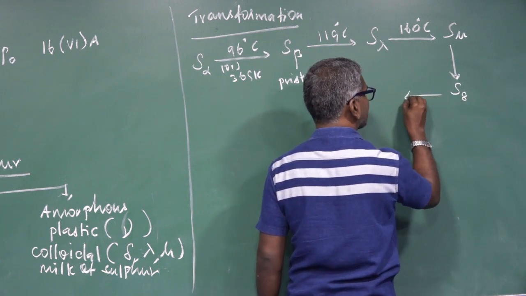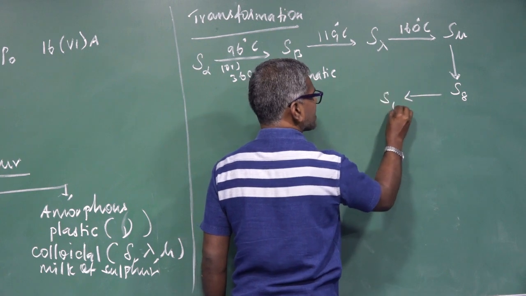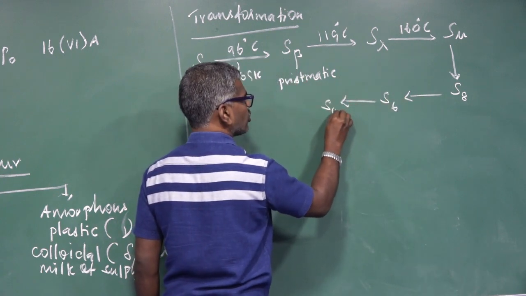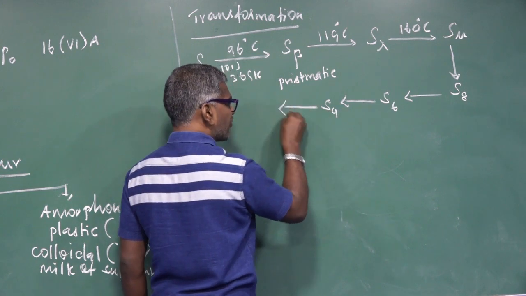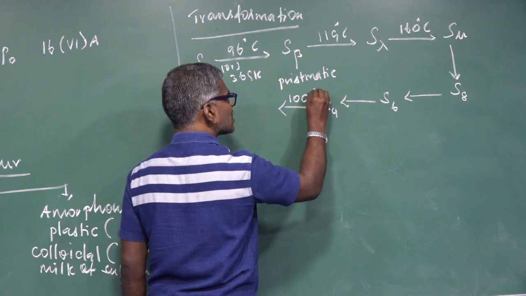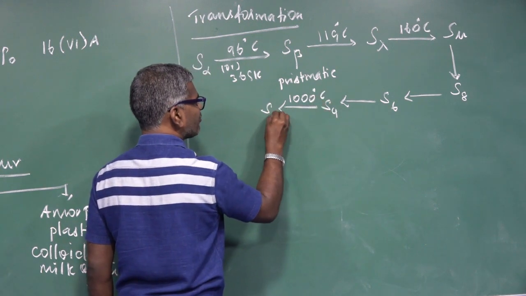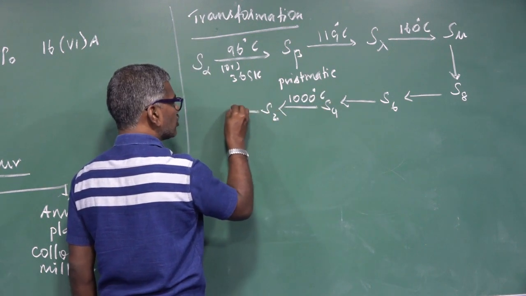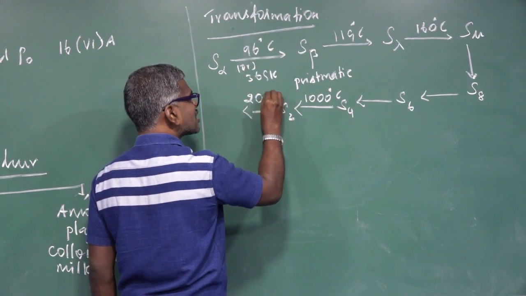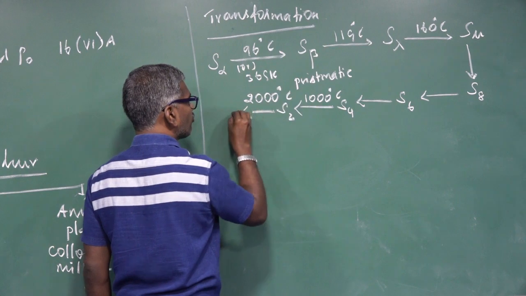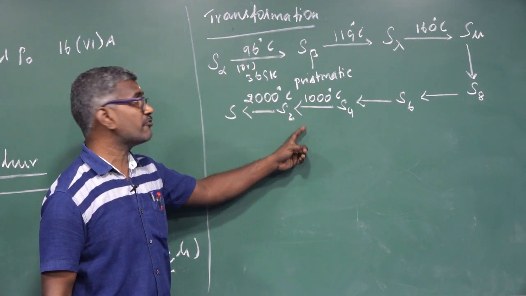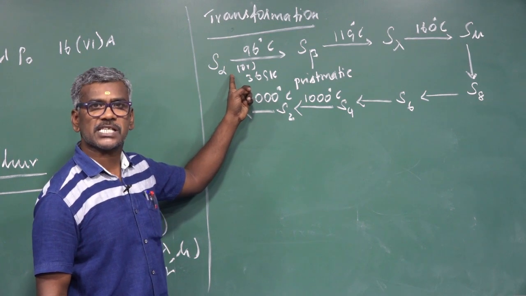This further heated forms sulfur 6. This further heated forms sulfur 4. Sulfur 4 further heated at 1000 degrees Celsius forms sulfur 2. Sulfur 2 further heated at high temperature, 2000 degrees Celsius, forms sulfur atoms. These are the transformations of sulfur allotropes.